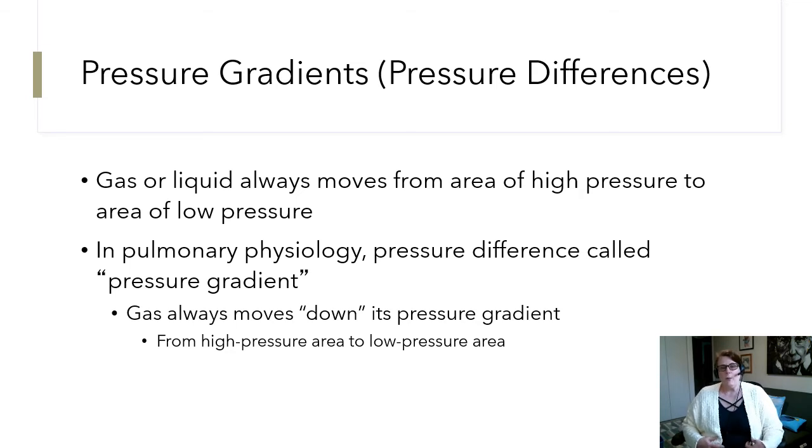So we're going to talk about pressure differences, or in other words, pressure gradients. Gas or liquid always moves from an area of high pressure to an area of low pressure. In pulmonary physiology, this pressure difference is called a pressure gradient. Gas always moves towards the area of least pressure, or down the pressure gradient, going from high pressure to low pressure.